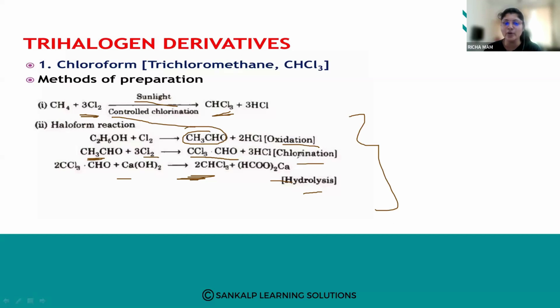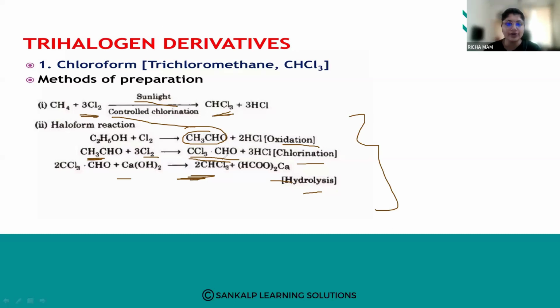You can see here, plus 3HCl. So you are doing what? Chlorination. So what is happening here? We are doing chlorination in the second step. Then again, in the third step, whatever the chlorinated product we have obtained, we are treating it with what? Calcium hydroxide. We are treating it with calcium hydroxide.